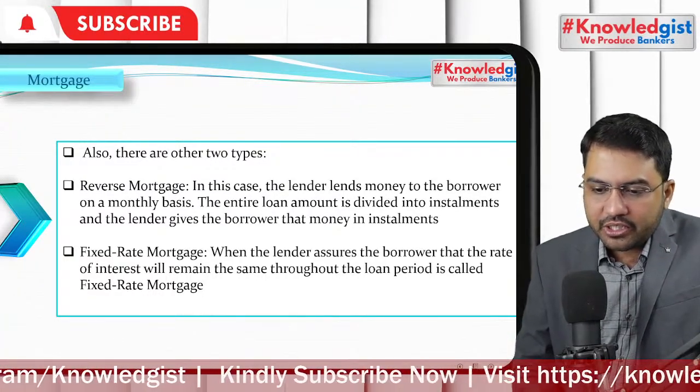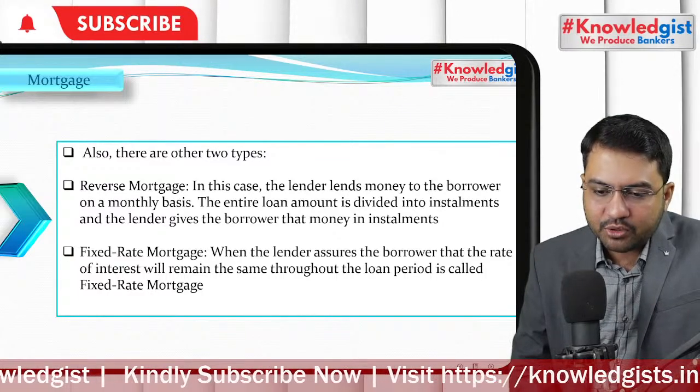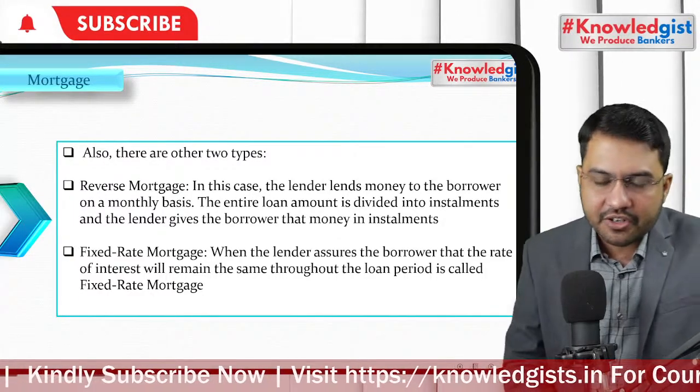When the lender assures the borrower that the rate of interest will remain the same throughout the loan period, it is called a fixed rate mortgage.